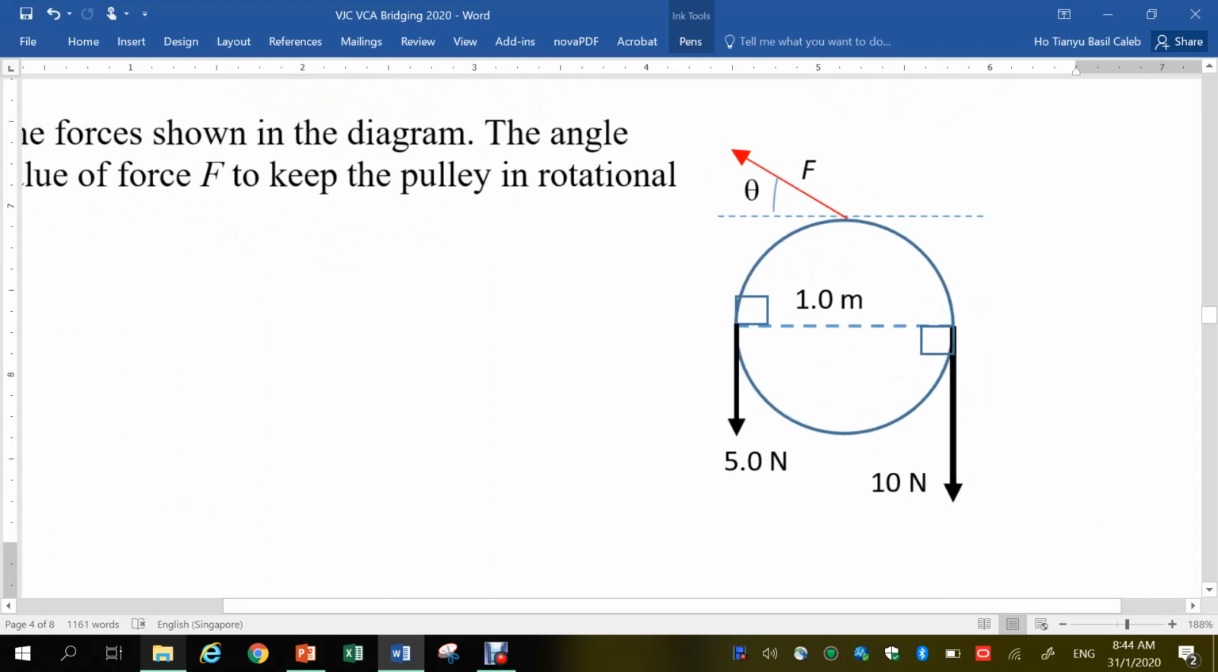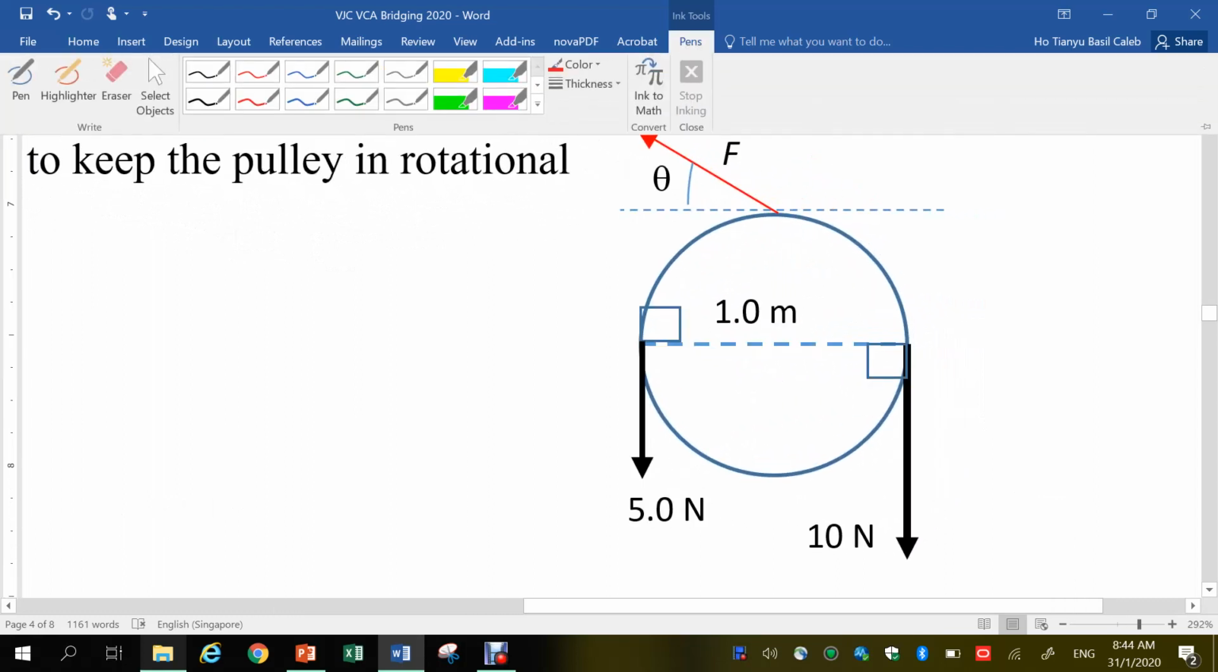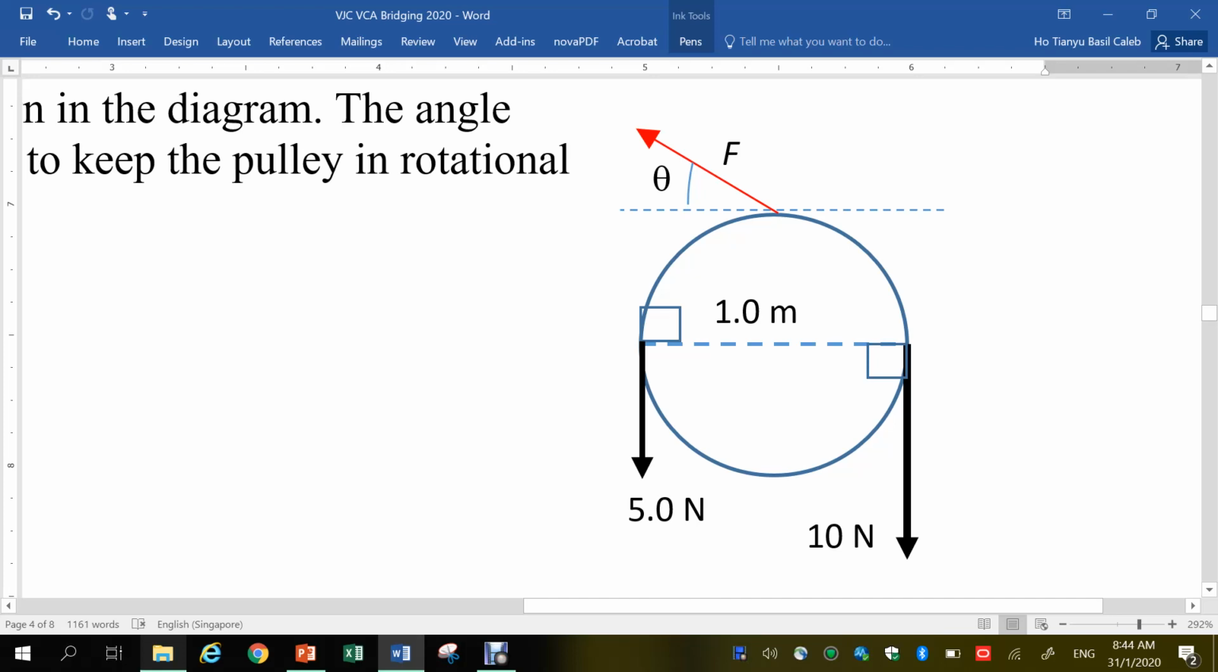Now, if we zoom into the diagram, we can see that the line of action of the force, the perpendicular distance, has been reduced. The perpendicular distance is no longer the radius, it's a distance that is shorter than the radius. This means that the value of the force F must be increased to provide the same moment. Okay, so let's see how this pans out. This is also the angle.